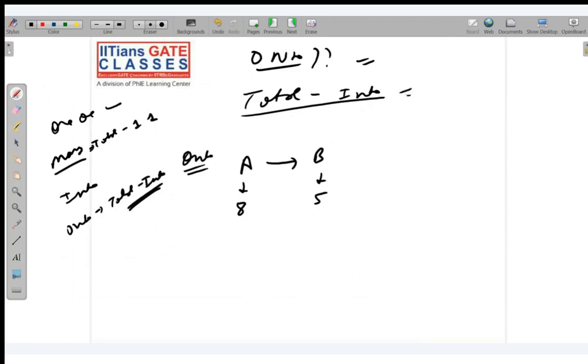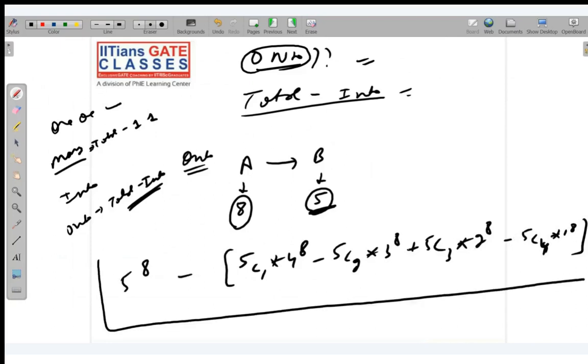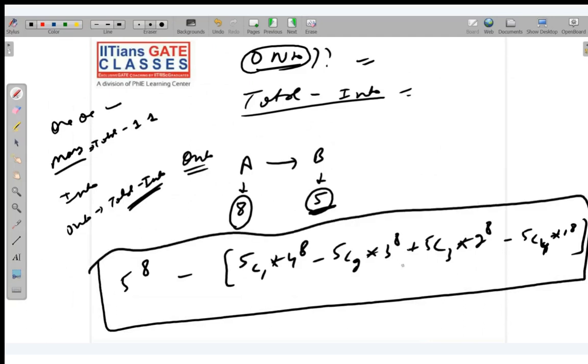For example, just for the sake of practice, how many onto functions are there from set A having 8 elements to B having 5 elements? We will try to find into first. So starting with into: 5c1 into 4 power 8, then minus 5c2 into 3 power 8, plus 5c3 into 2 power 8, then minus 5c4 into 1 power 8, and here we will stop. When 1 comes, we will stop. The total is 5 power 8, and 5 power 8 minus this is my answer. Solve and get the answer.